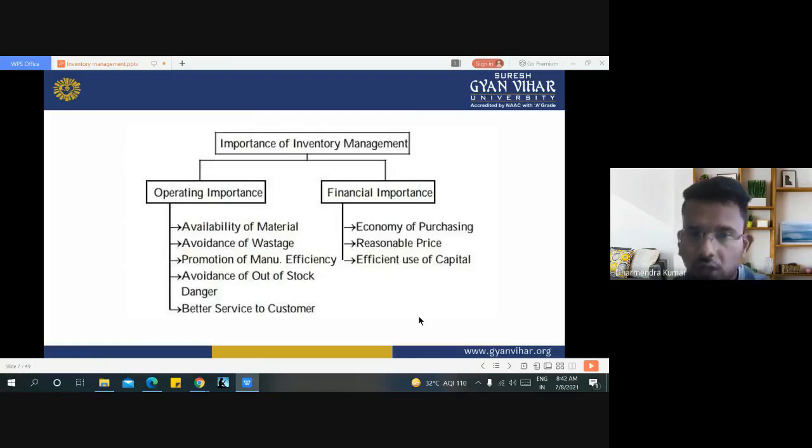Better service to the customer. If you regularly produce any product and it finally reaches the customer, then on the basis of customer feedback we can implement variations according to the customer. Then we can say that inventory management is also important for better service to the customer.